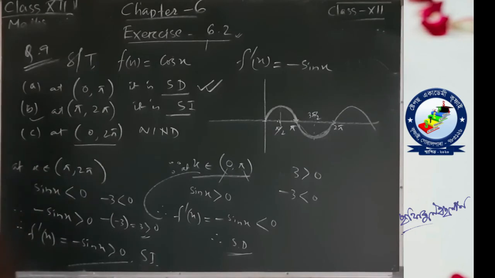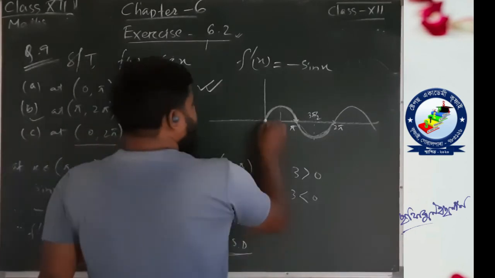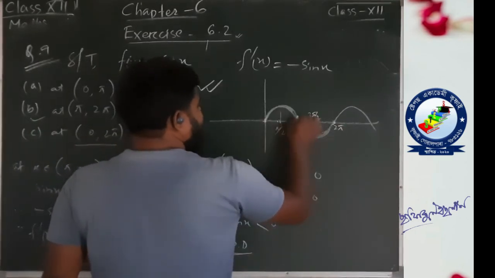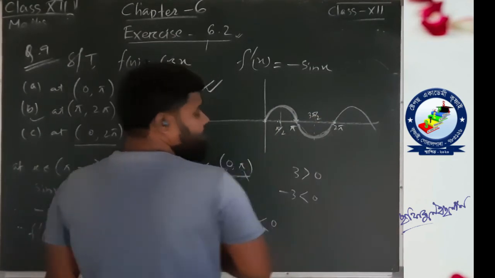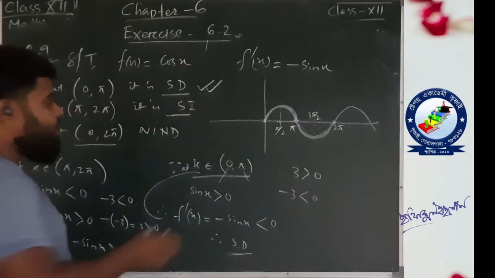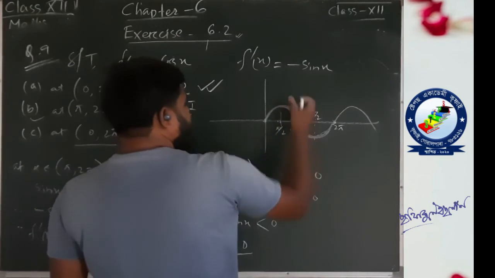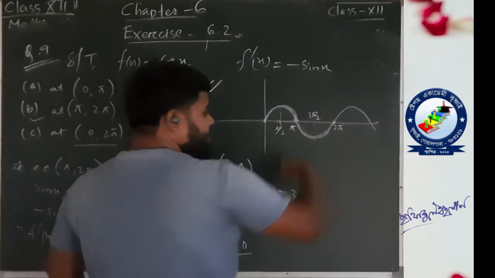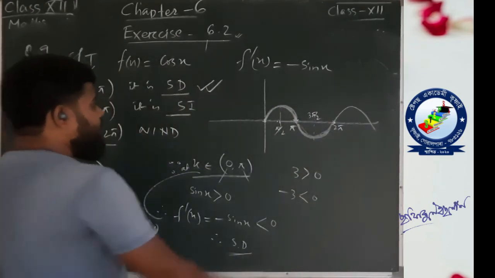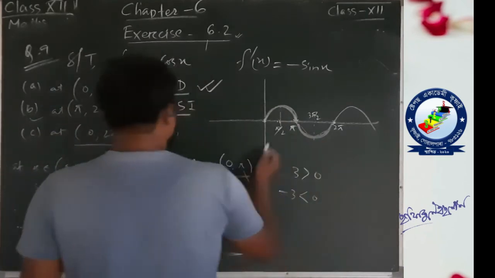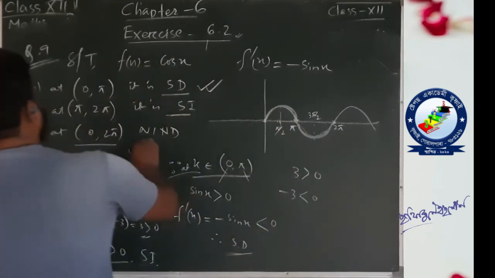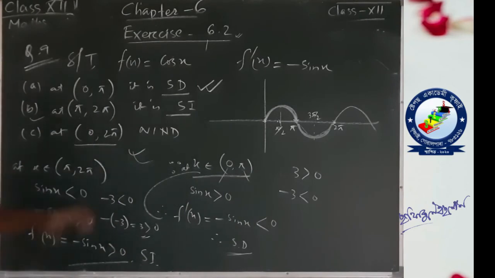Now from 0 to twice pi, see, this is increasing, this is decreasing. At this particular point the derivative is positive, and at this particular point the derivative is negative. So at this particular point, it is neither increasing nor decreasing. So that's it, this is the type of questions we are going to solve.